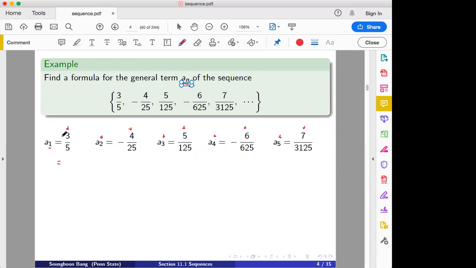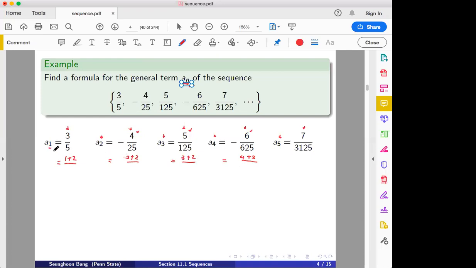The 3 is exactly 1 plus 2. The 4 is index 2 plus 2. The 5 is index 3 plus 2. The 6 is index 4 plus 2. So we have exactly index plus 2 in the numerator, and so on. This is the exact idea.